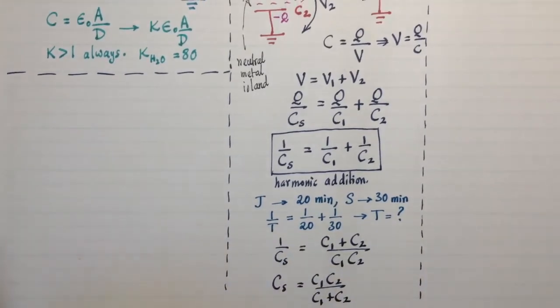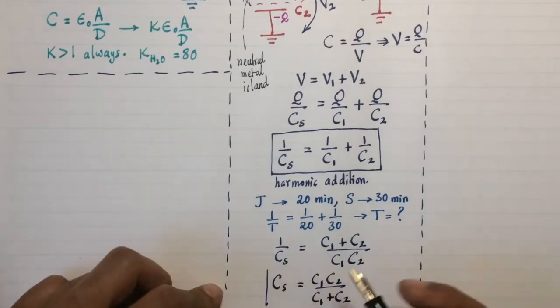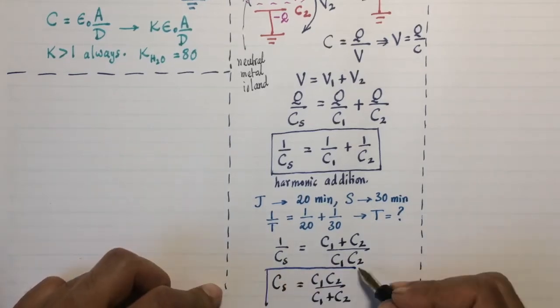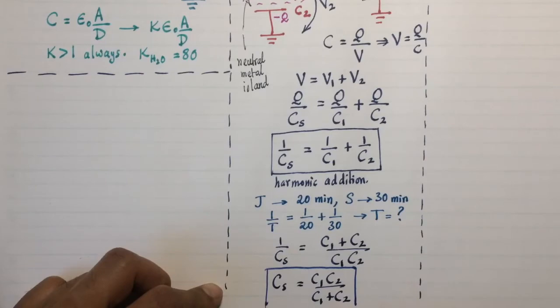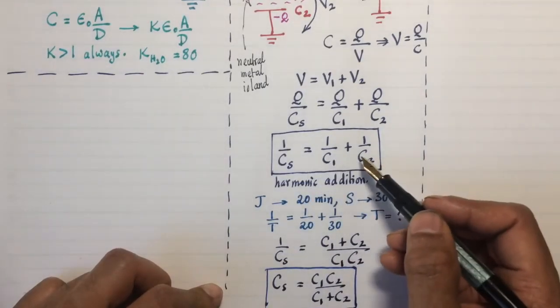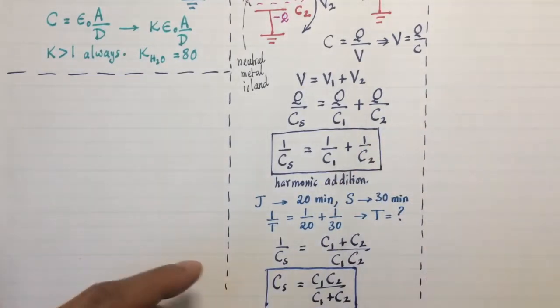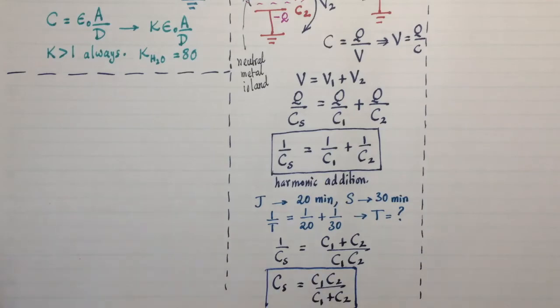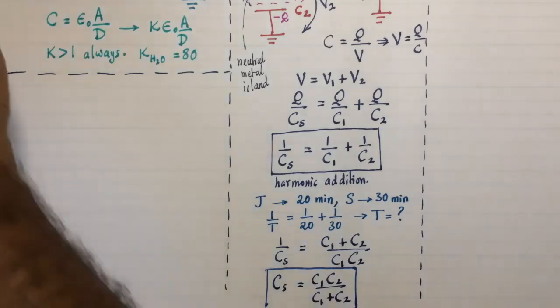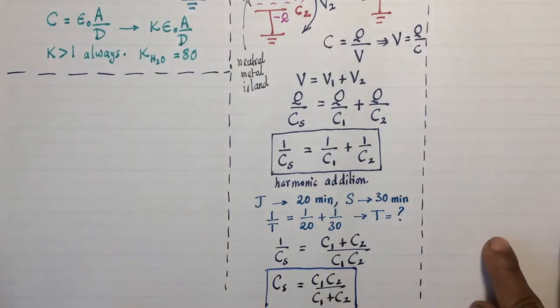That's a nifty little expression to have in problems, because then you can basically do the calculation really quickly. Here you'll have to first find the reciprocal and then invert it. That takes time.